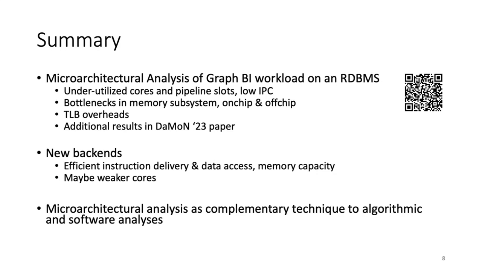We have additional results in our DaMoN paper, for example, more results on DRAM bandwidth utilization and with another scale factor as well. For new backends, we would like to see more efficient instruction delivery and data access, as well as large memory capacity. Perhaps we could do with weaker cores.